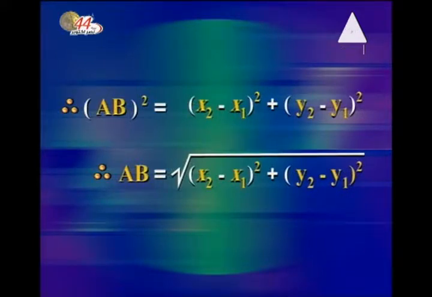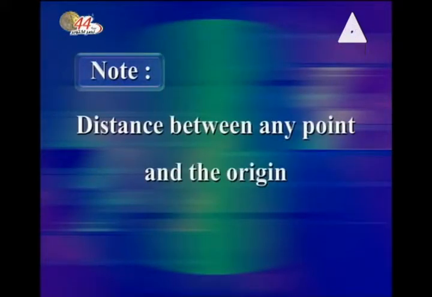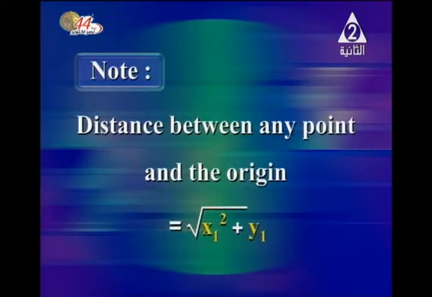To find the distance between 2 points, you are going to find it by the rule: square root of (x2 minus x1) squared plus (y2 minus y1) squared. And here you are going to notice the distance between any point and the origin. What about the origin? Its coordinates are (0, 0). So the distance between any point and the origin will be the square root of x1 squared plus y1 squared. Now let us have some examples.